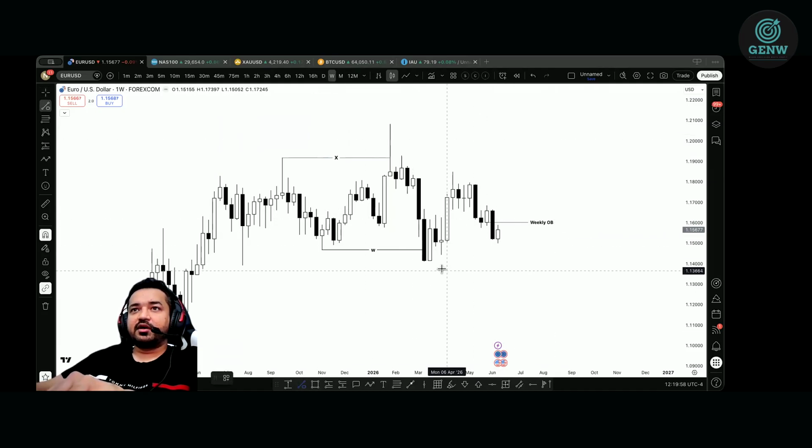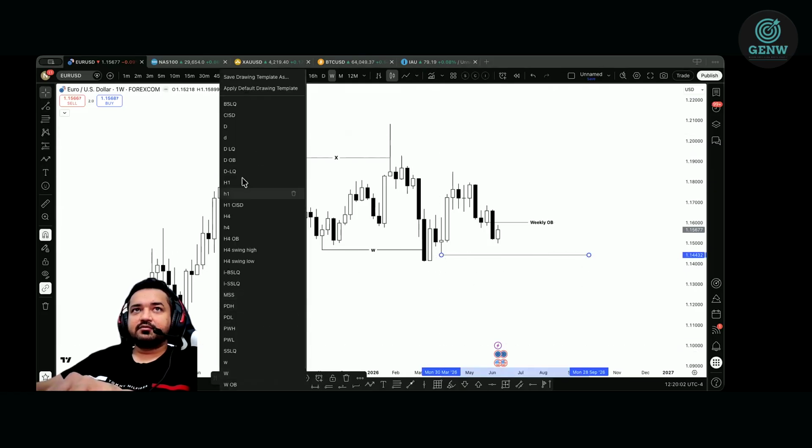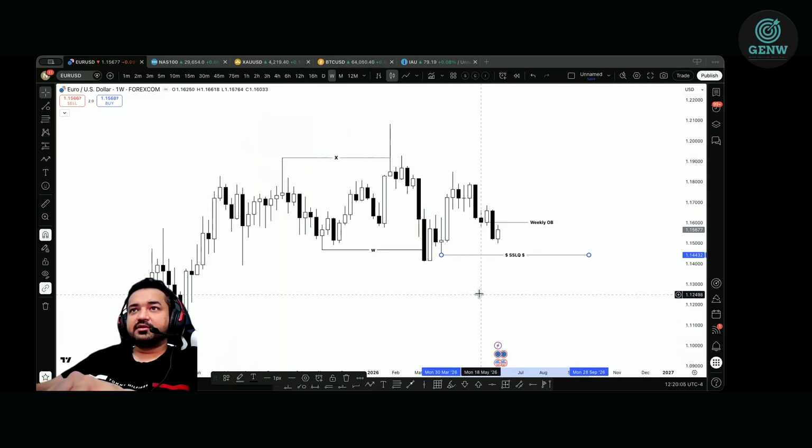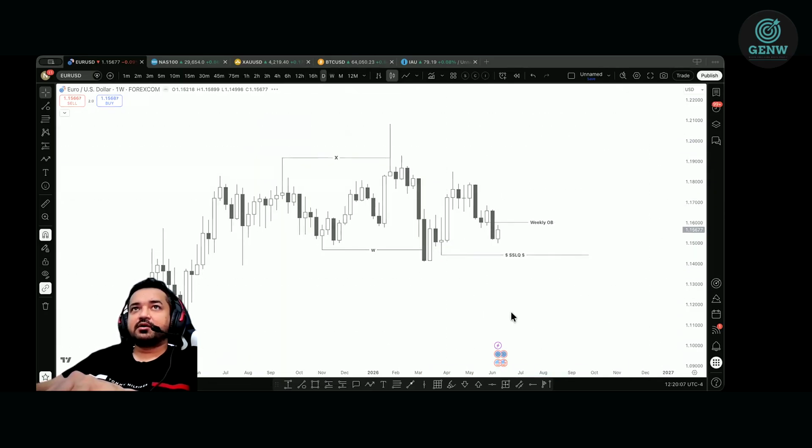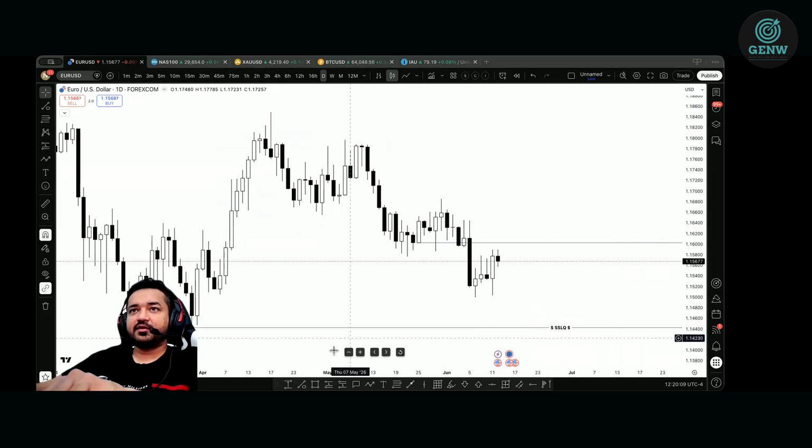On the weekly time frame, where are the external range liquidities? The nearest one is this one, so I'll just mark it as the sell side liquidity. Now let's go and check out the daily time frame. What do we see on the daily time frame?